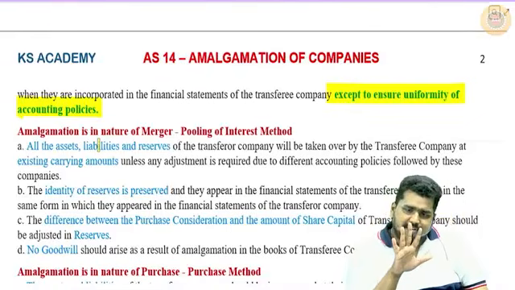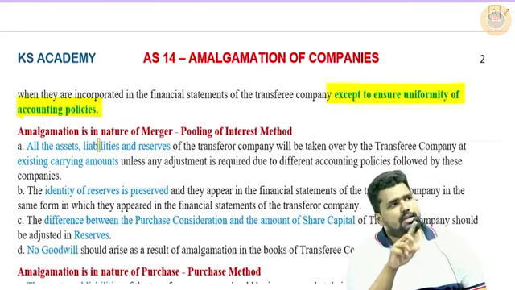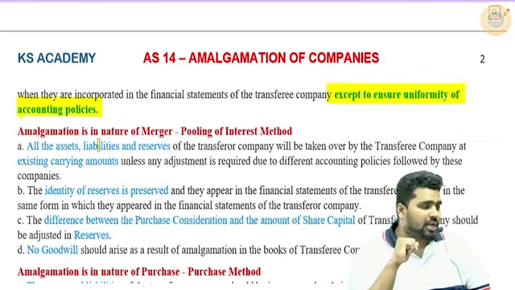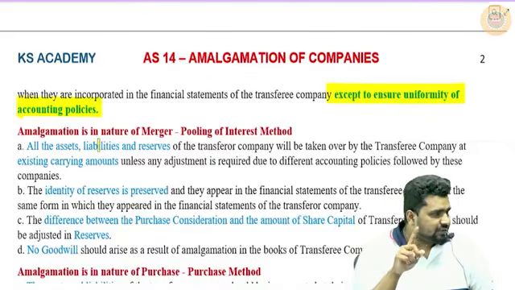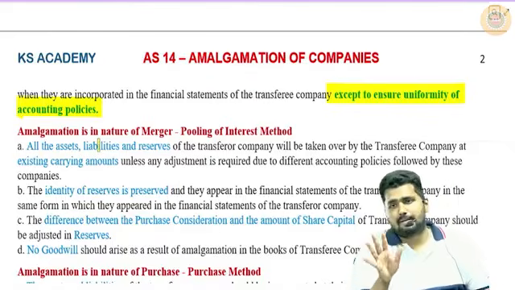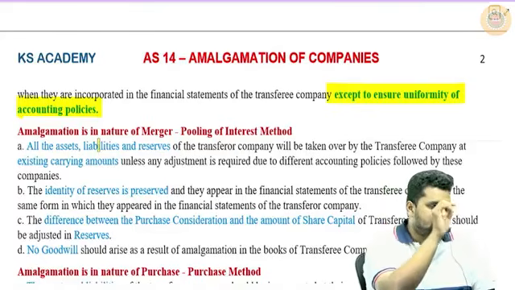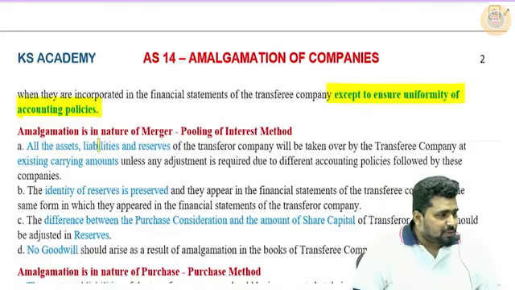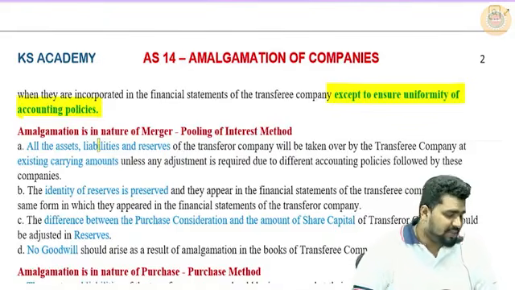After satisfying the 5 conditions, it becomes an amalgamation in the nature of merger. Once that is there, now the pooling of interest method. Sir, how to do the accounting under it? Point number 1, AS 14 is applicable only for the purchasing company, the transferee company, not to the transferor company, not to the selling company. AS 14 is not applicable to the selling company. Then what is applicable, sir?